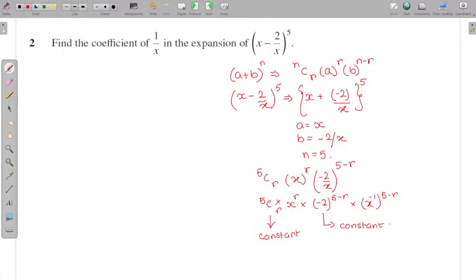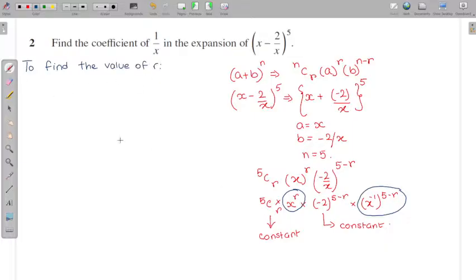So this is the first x term, x to the power r, and this is the next one, x to the power minus 1 into 5 minus r. So we have to use these two terms to find the value of r. So step number 2 is to find the value of r.